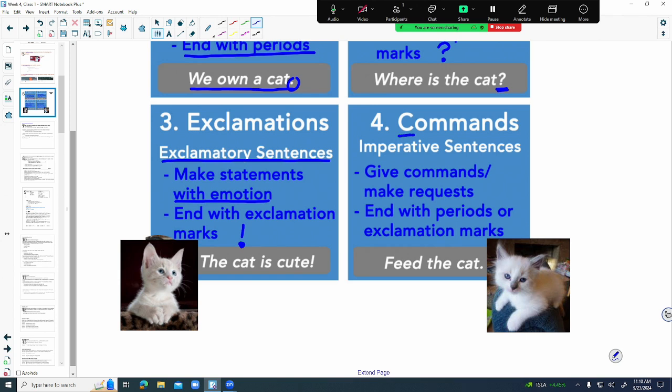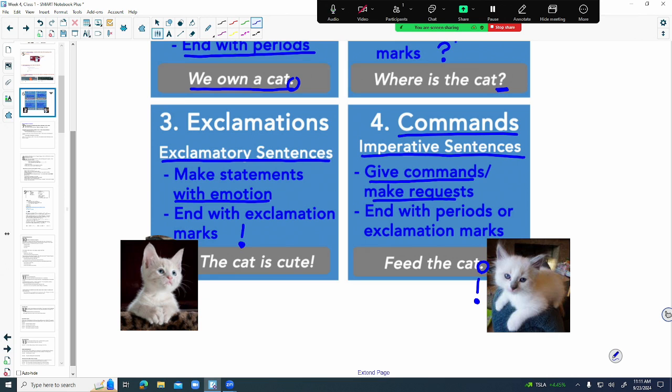And then we have commands, and these are called imperative sentences. These sentences either give a command or make a request. But in either case, they're asking you to do something, not as a question, but as a statement. They can end with a period or with an exclamation mark, depending on the emotion. So if you're just saying to someone, feed the cat, then you're going to end with a period. It's just a statement, but you're telling somebody to do something. Or if you say, feed the cat! so you're yelling it, then you would use an exclamation mark. But in any case, it's still a command. You're still telling somebody to do something.